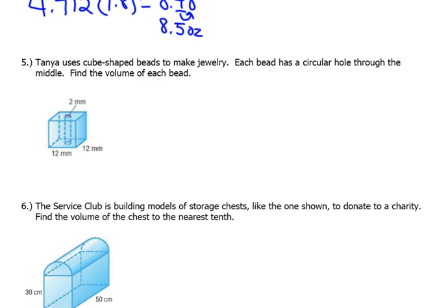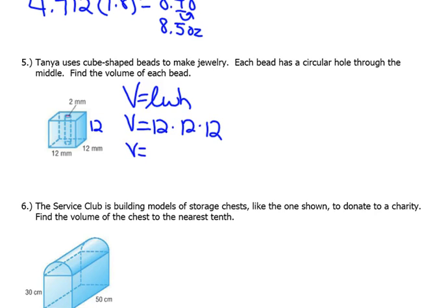This is similar to a composite figure, except we have to find the volume of the cube and then the volume of the cylinder, and we're going to subtract those. So my volume of the cube is what we reviewed yesterday, length times width times height. Because it's a cube, they're all the same. So 12 times 12 times 12 is 1,728 millimeters cubed. So this is for the cube.